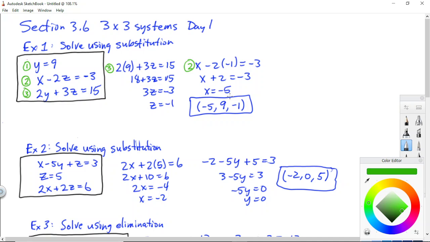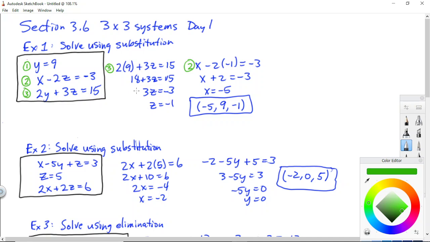and x is negative 5. When we do it this way, the video is pretty fast because I'm not writing as I go, but you can pause it at any time. If you think, wait a second, I'm not sure what he did there, you can just pause the video. Okay, so we have all three numbers.